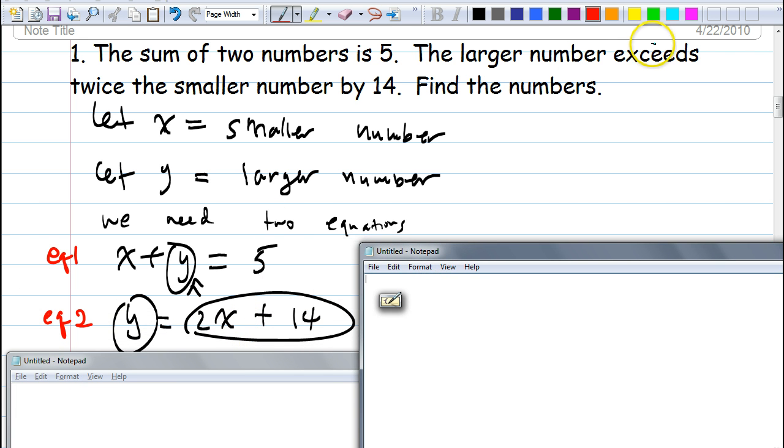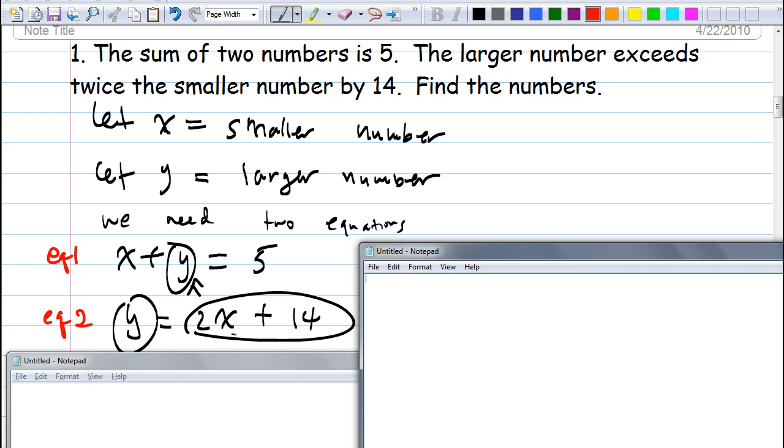The larger number exceeds. How is the larger number bigger? How much bigger? It's twice the smaller by 14. So you multiply x by 2 and add 14. Do you see how we get two equations now?